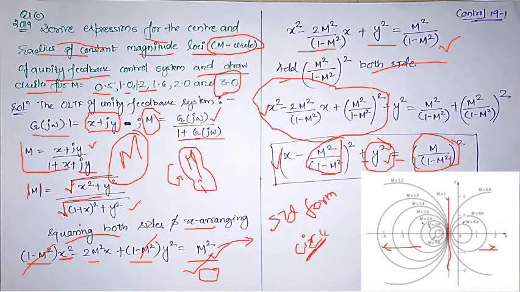If you carefully examine this figure, you will find for M value equal to 1.2, the circle looks like this. For M value equal to 1.3, it looks like this, and so on. So if you keep on increasing, you will move towards this direction. And if your M value is less than 1, then you are moving in this direction. Okay? So this is the first question from the control system portion in 2019.